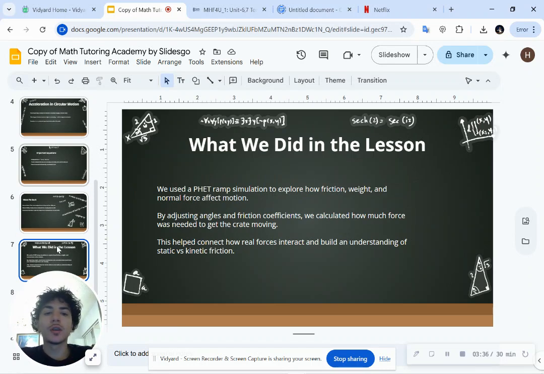What we did in the lesson. We used a ramp simulation to explore how friction, weight, and normal force affect motion. By adjusting the angles and the friction coefficients, we calculated how much force was needed to create movement. This helped connect how real forces interact and build an understanding of static versus kinetic friction.